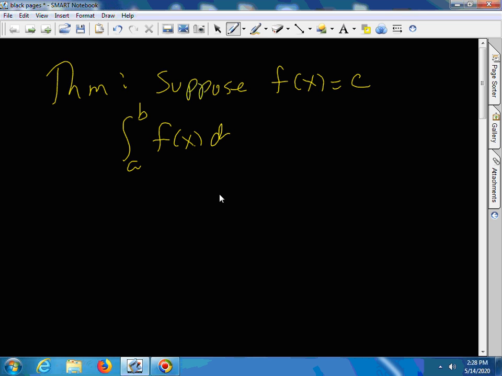Theorem. Suppose f of x is equal to a constant c. Then I claim that the integral from a to b of f of x dx is just c times b minus a. And we are going to prove this two different ways.